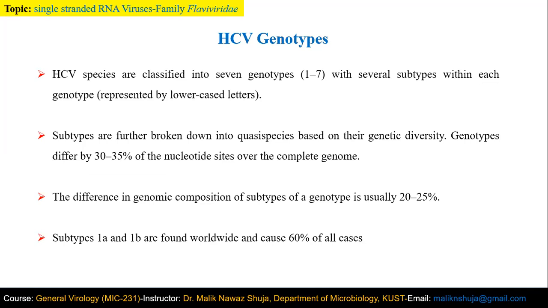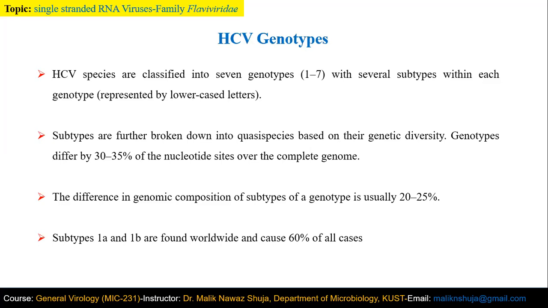There are seven genotypes of HCV. These seven genotypes are presented with numerical numbers like 1, 2, 3, up to 7. Each genotype has its own subtypes and sub-subtypes. These subtypes are presented with lowercase English letters like 1a, 1b, 1c, 1d, and so on. Similarly, genotype 2 is presented with a, b, c, and so on. These subtypes are further broken down into quasispecies, which are usually based on their genetic diversity.